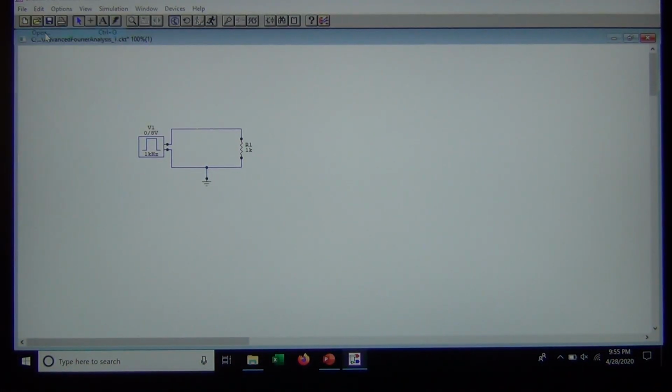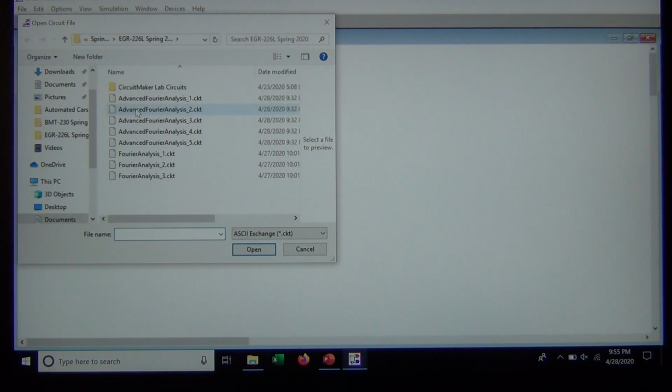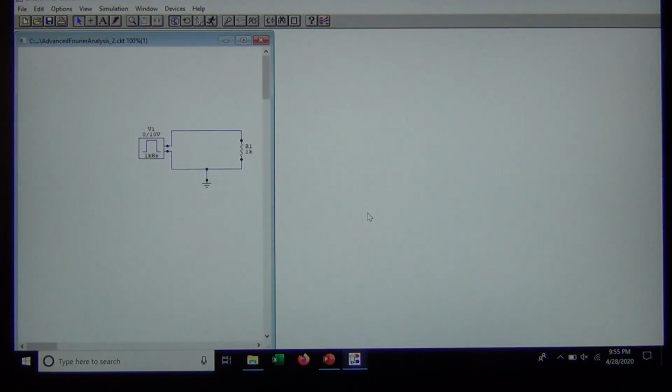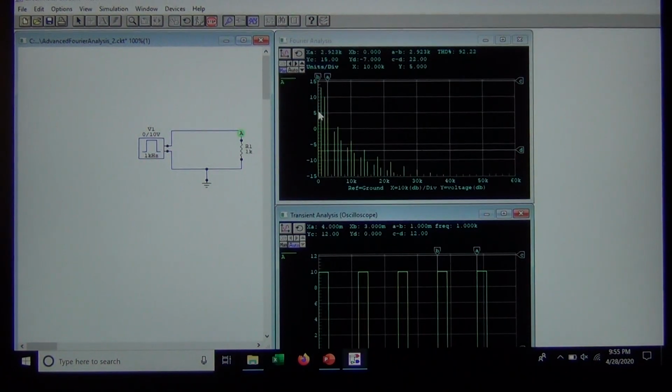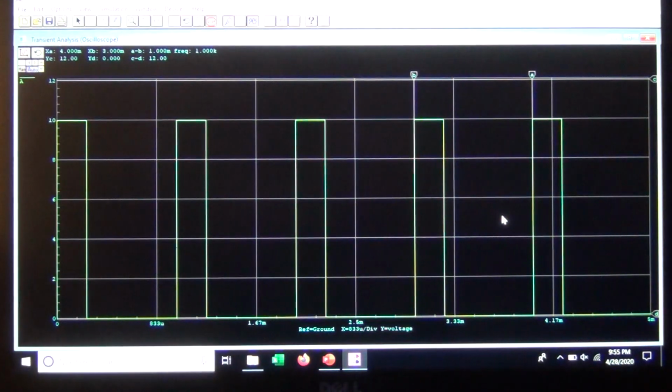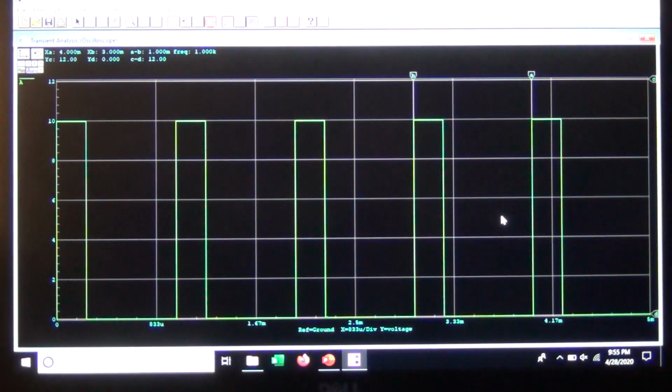Let's take a look at the next one, which is number 2. I'm going to hit open here. Again, for interest of time, I won't blow it up this time. I'm going to run it. In this case, what we see is I've changed the duty cycle. No longer is the duty cycle 50%, that is 50% on and 50% off. I'm guessing the duty cycle looks like it might be about 25%.